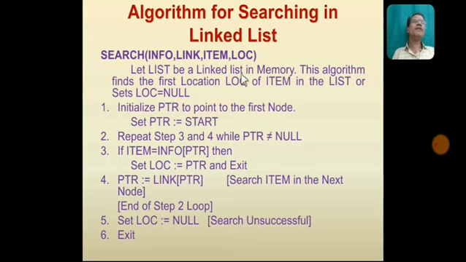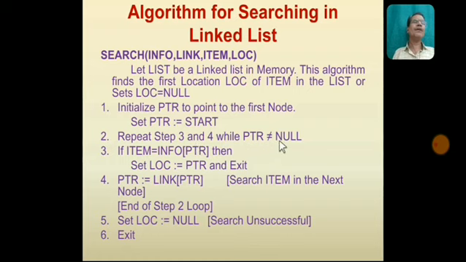Let list be a linked list in memory. This algorithm finds the first location loc of the atom in the list, or we will set loc is equal to null. Initialize ptr to point to the first node, that is, set ptr is equal to start. So start is the address of the first node, so we will initialize ptr with ptr is equal to start. Repeat steps 3 and 4 while ptr is not equal to null.